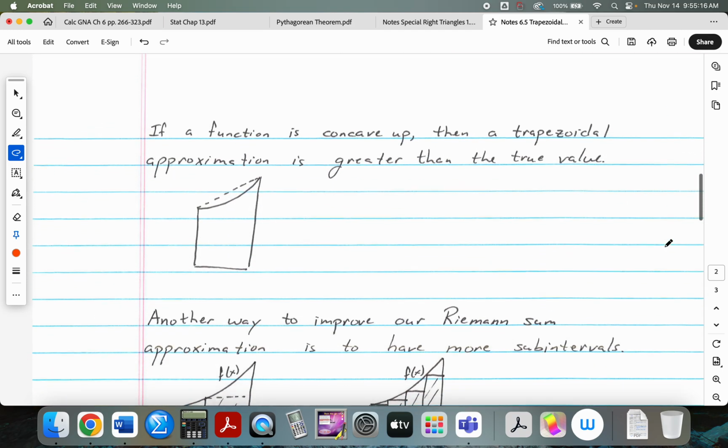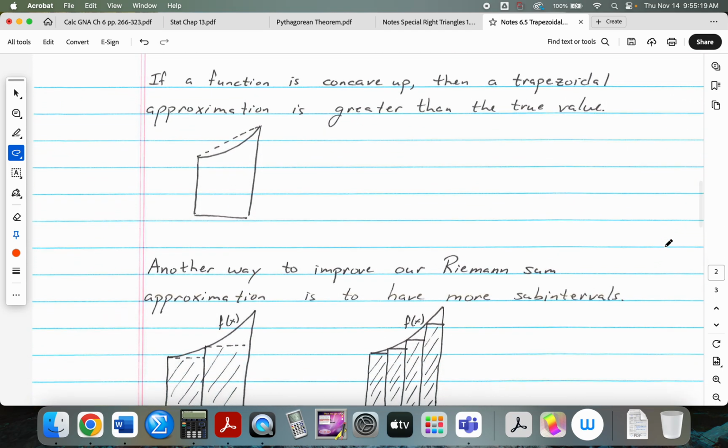Page 2. So if a function is concave up, a trapezoidal approximation is greater than the true value. And I think you can see that pretty easily. We're getting extra in here. Conversely, if a function is concave down, and we do a trapezoidal sum, we're underestimating.